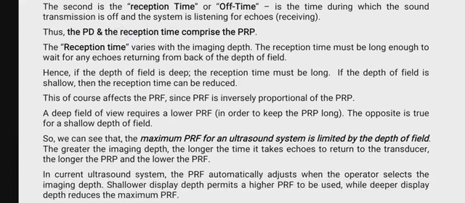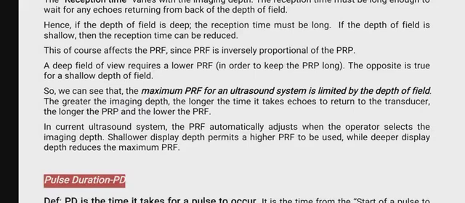This of course affects the PRF, since PRF is inversely proportional to PRP. A deep field of view requires a lower PRF in order to keep the PRP long. The opposite is true for a shallow depth. So if you want to keep the PRP long, you need a lower PRF. So we can see that the maximum PRF for an ultrasound system is limited by the depth of field. The greater the imaging depth, the longer the time it takes echo to return to the transducer, and the longer the PRP and the lower the PRF would be.